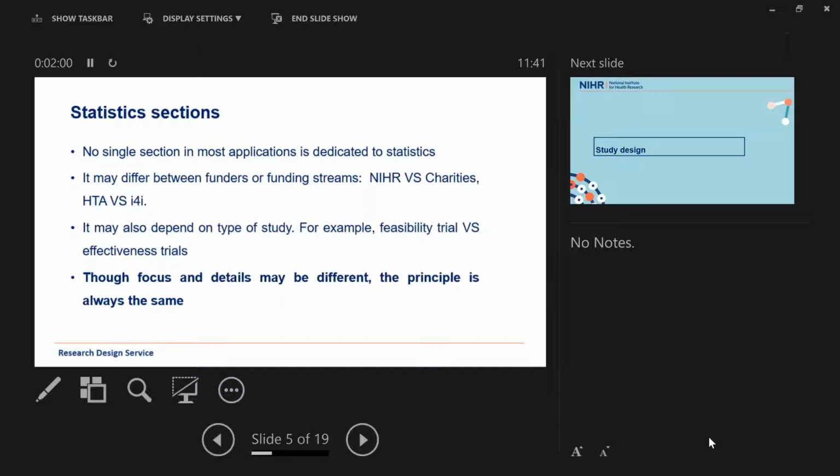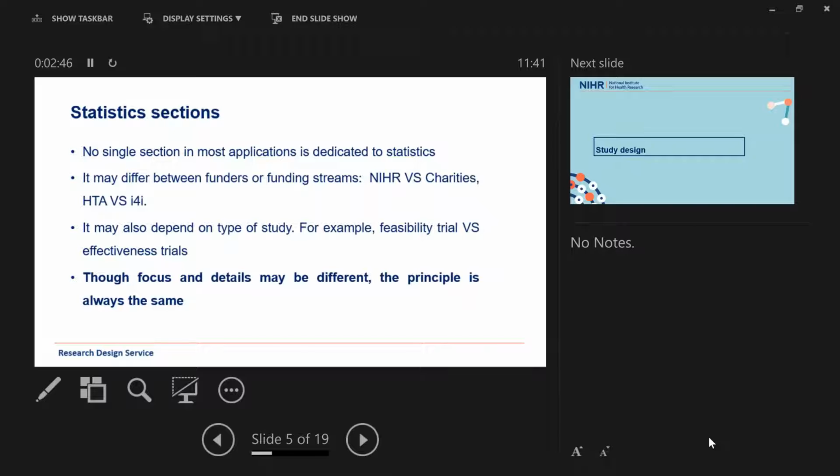So in terms of what the statistics will look like, they may be different if it's an NIHR application as opposed to an application to a charity. And certainly even within NIHR, the different funding streams require a different level of statistics in the application. So an HTA application would look very different from an i4i application in terms of statistics you'd want to include. There's also the actual type of study you're doing. Feasibility trials tend to have different levels of statistics. You wouldn't want quite as much statistics in there as you would perhaps if you're doing a full effectiveness type study.